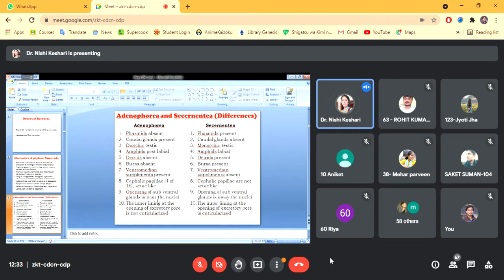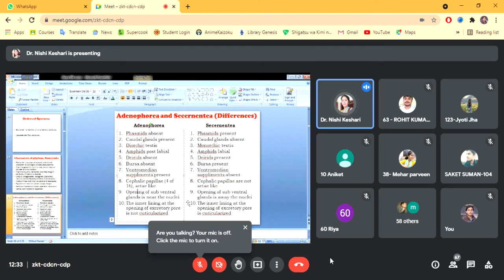Opening of subventral glands is near the nuclei, or opening of subventral glands is away from the nuclei. What does it mean? You know that in the esophagus, the basal wall has some esophageal glands: one dorsal esophageal gland and two subventral glands. In case of Adenophorea, there are two pairs of subventral glands, means four subventral glands. In Secernentea, only two subventral glands are there.